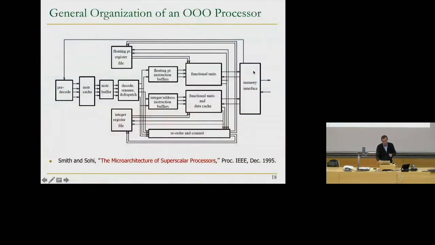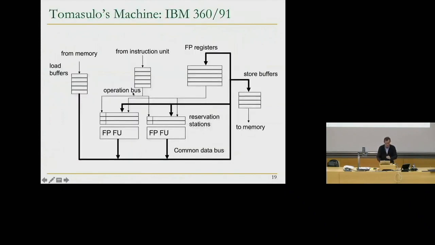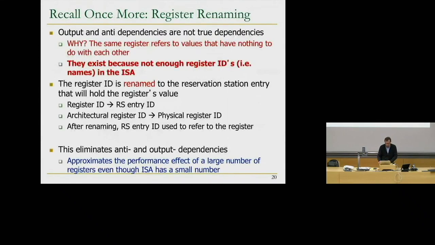Okay, and this is from the paper that you're supposed to read, which is really still one of the state-of-the-art surveys of how existing out-of-order execution machines behave. So we're going to see this. I'm going to skip this. You can read this. And this is from 1965 when Tomasulo designed his machine, the first out-of-order machine.